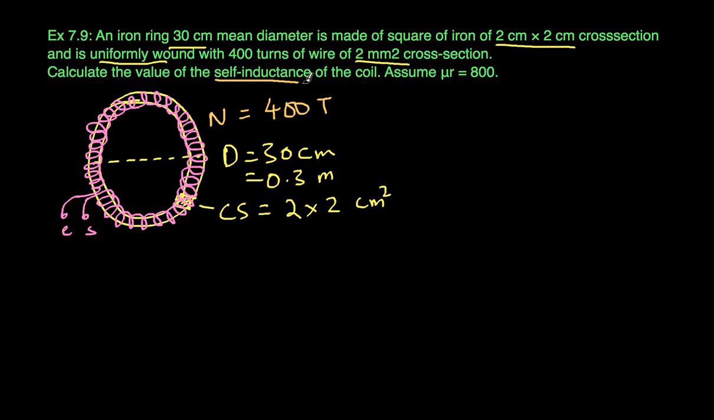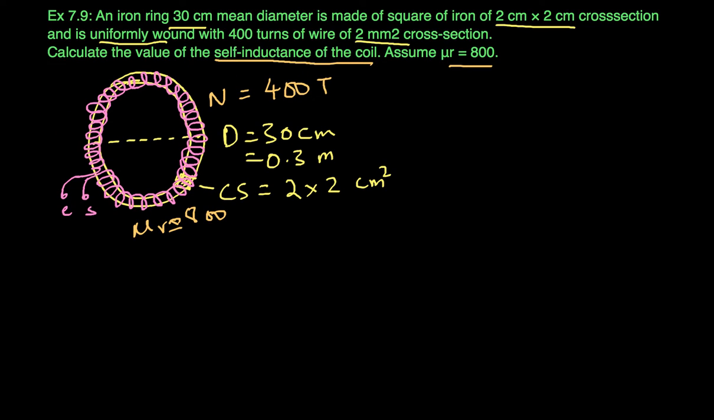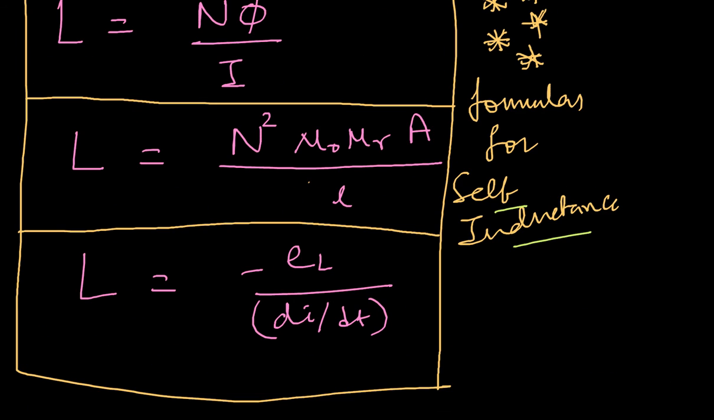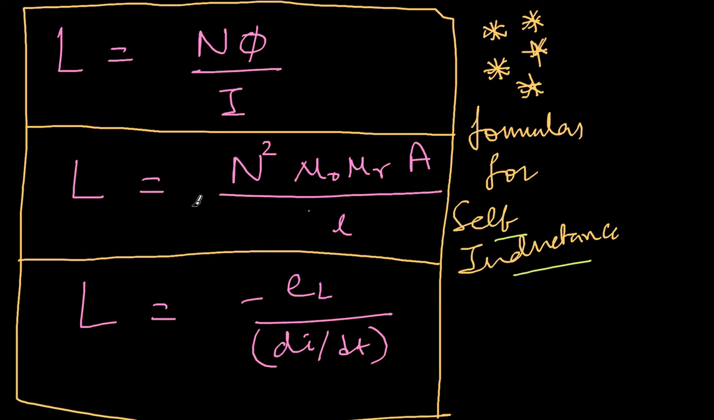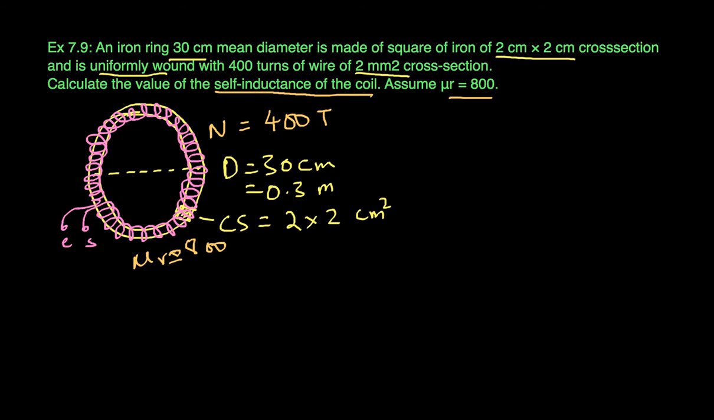Calculate the value of self-inductance of the coil. Assume mu r equal to 800. So the core material mu r is 800, that is also given. If you look at the bunch of formulas that we have, I think the second one is what is relevant: N square mu naught mu r A by L. Let's apply that. So I'll come back to my problem.